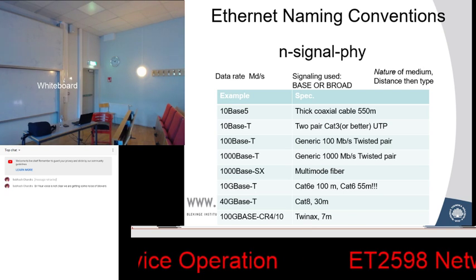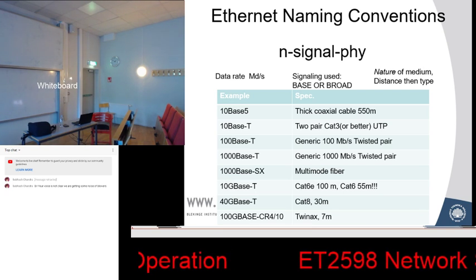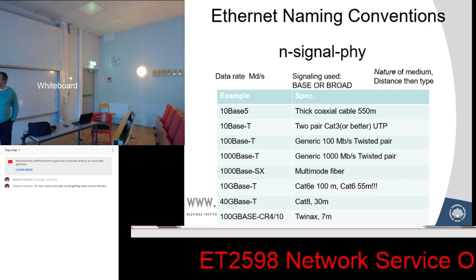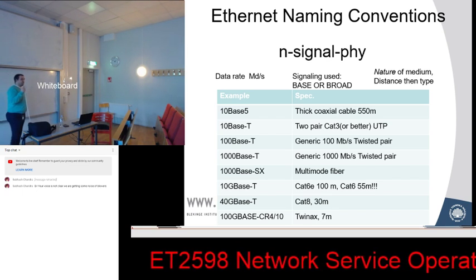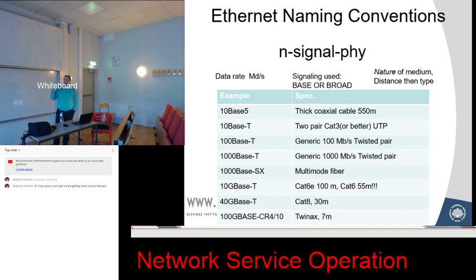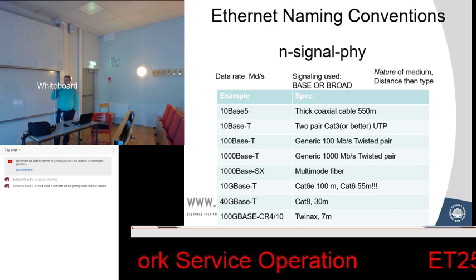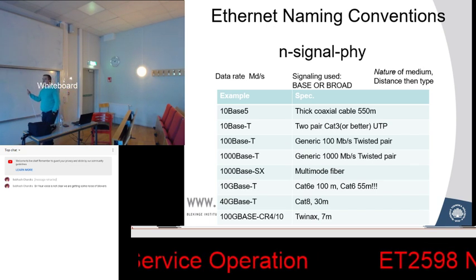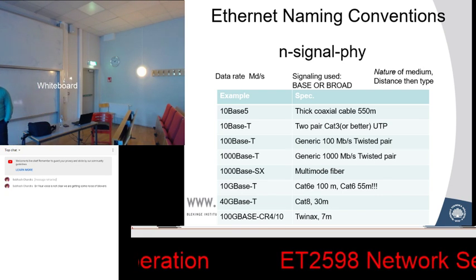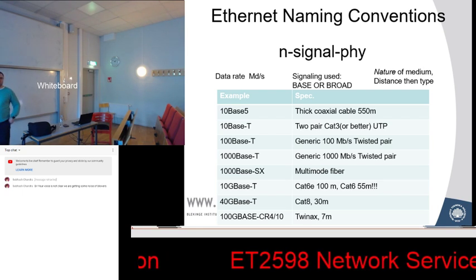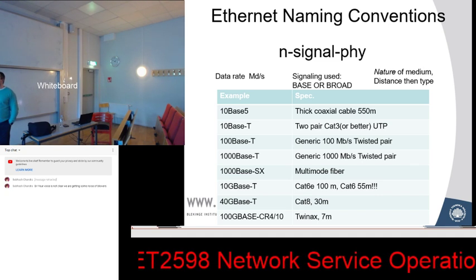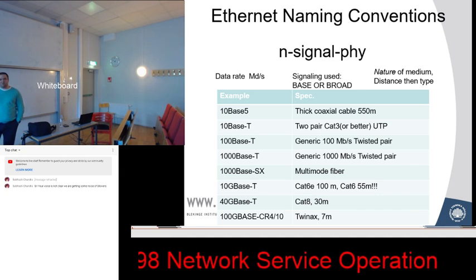10GBASE-T: if you're using a Cat6e cable, you can reach 100 meters, and if you use a Cat6 cable, you can reach 55 meters. And then we have 40GBASE-T, Cat8. Then we can go 30 meters, which is rather short. But it's 40 gigabits per second. That's fast.